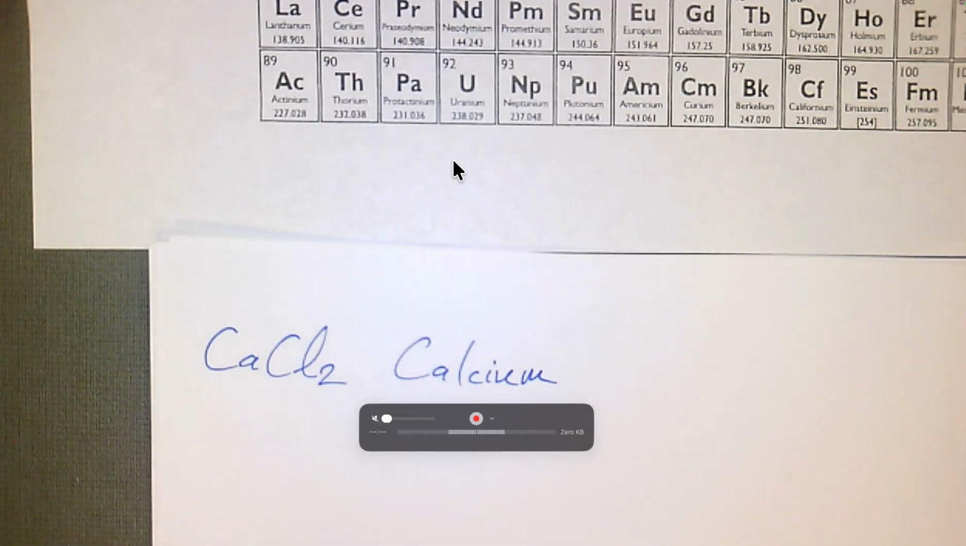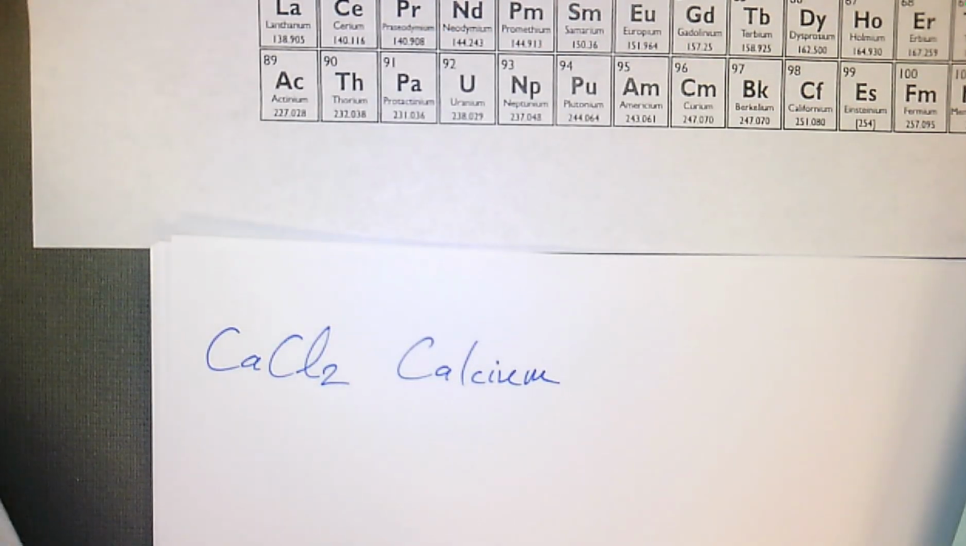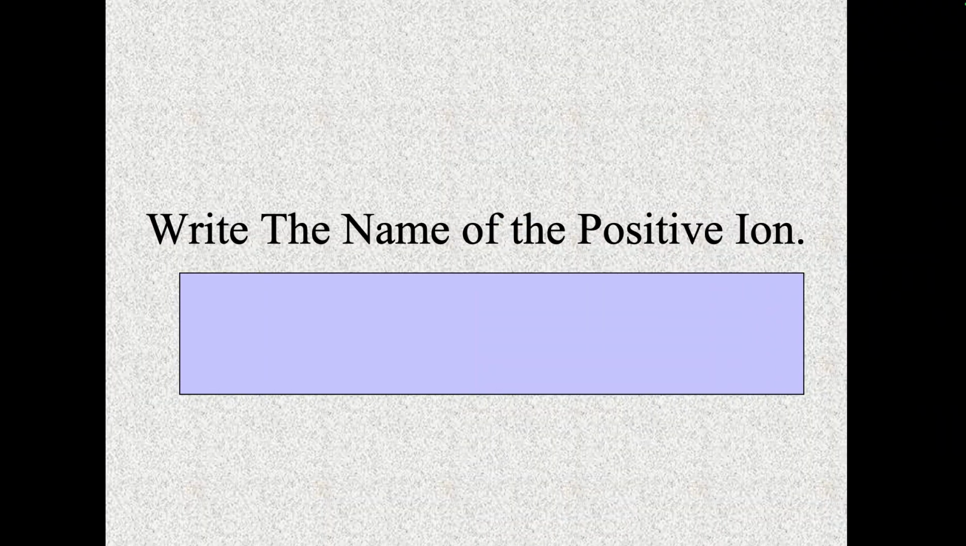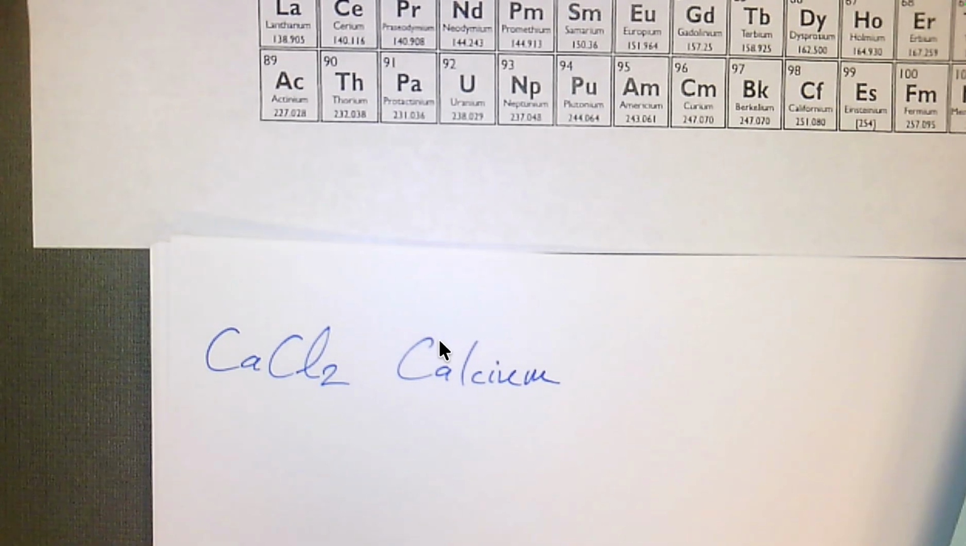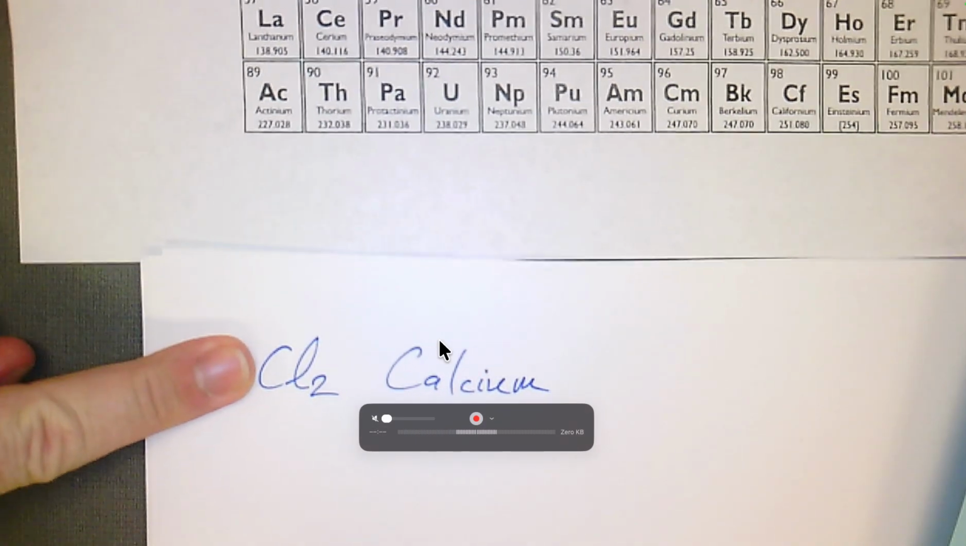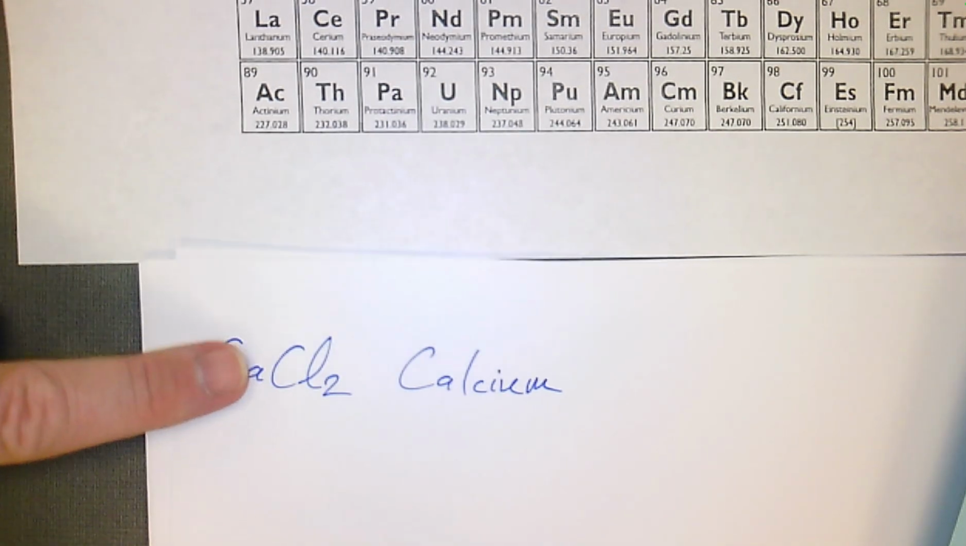On our flow chart, again, after writing the name, we follow the arrow. We're going to the next diamond box. Remember, diamonds are questions or decision points. So on here, we're going to click on the big box. And it says, is the negative ion mono or polyatomic? And this is how we decide it. We cover up the first part, the calcium. Is there one capital letter or more than one capital letter? One. What's our prefix for one? Mono. So it's monatomic. Does that make sense?